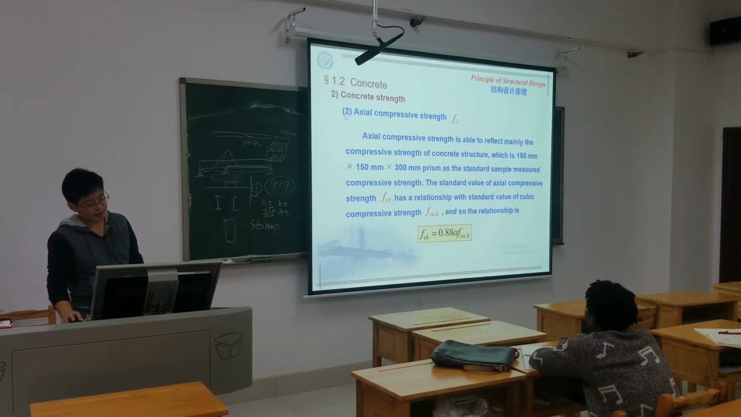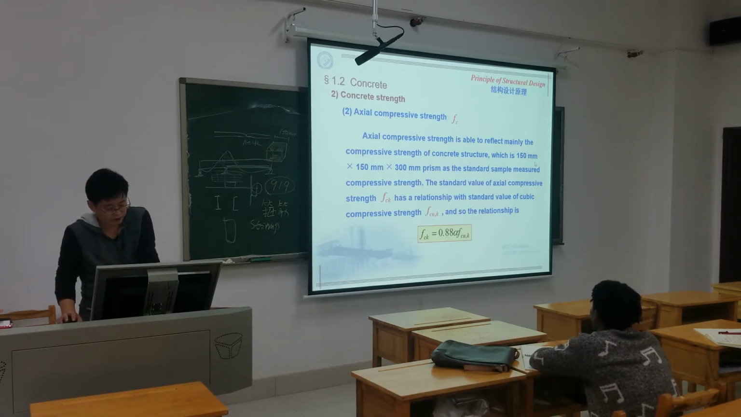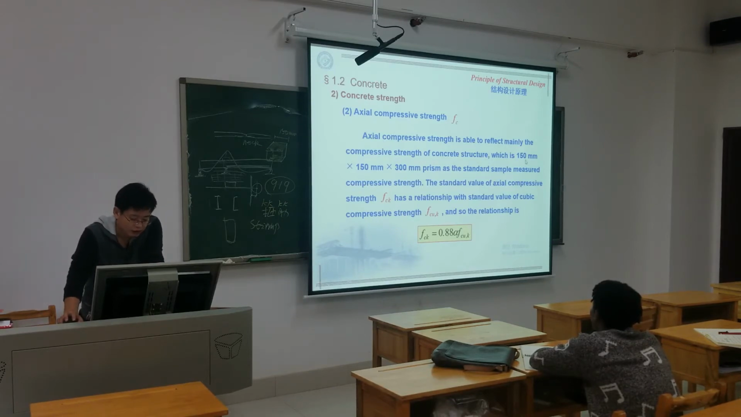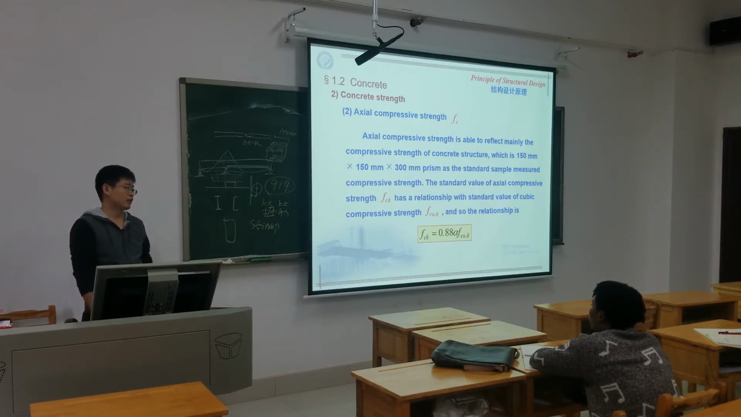So we see second, the actual compressive strength. The actual compressive strength is able to reflect the compressive strength of the concrete structure, using a 150 by 150 by 300 prism. It's not a column. So in Europe or America, you use a cylinder specimen. In China, we use the prism or cube.